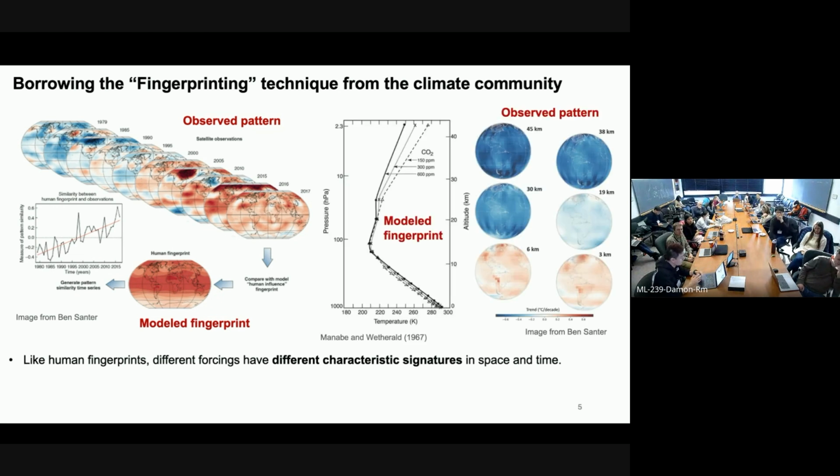Similar analyses have also been done for vertical fingerprints. By our expectation, when we increase CO2, we would expect warming in the troposphere but cooling in the stratosphere. And the higher we go in the stratosphere, the more cooling we can expect to see. And indeed, we can see these characteristic signatures of temperature change in satellite observations as well.